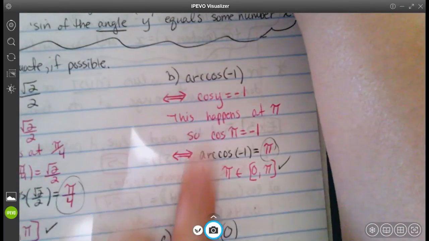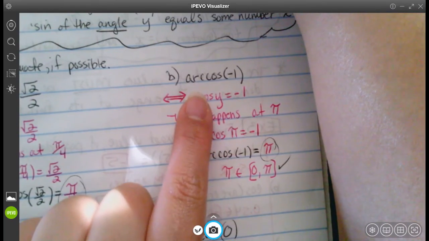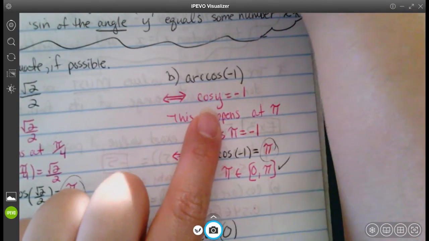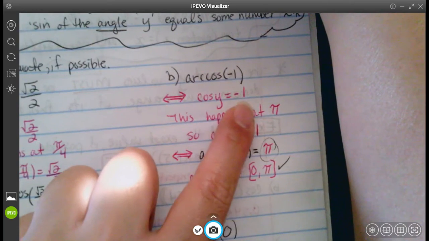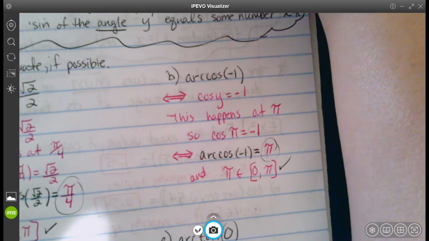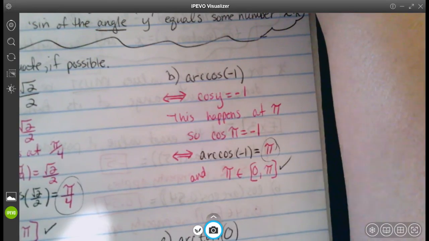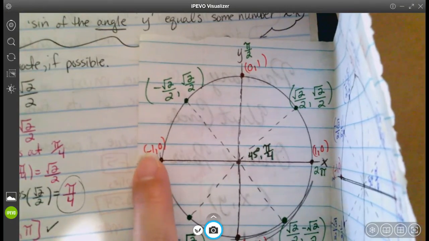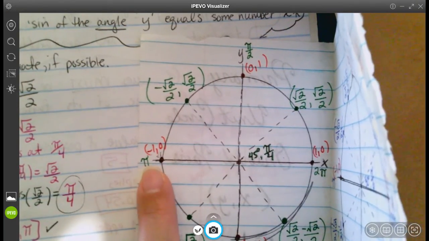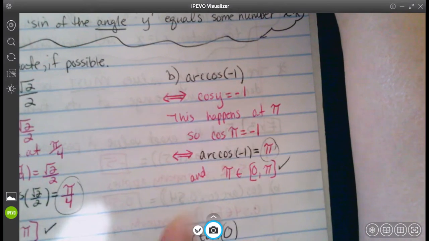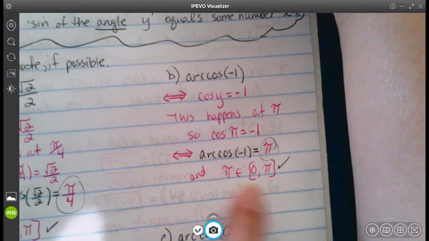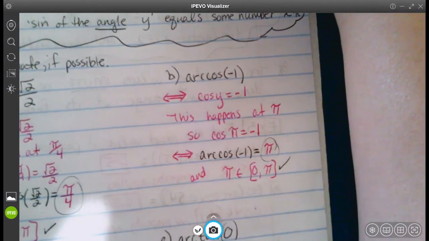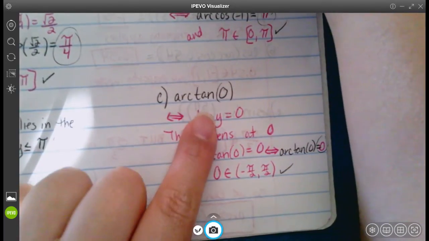Second example, arc cosine of -1. So we're still dealing with cosine. I'm going to rewrite it as cosine of y is equal to -1. So where is our x value equal to -1? This only happens in one spot. It happens at the way end over here. X is equal to -1 right here, which is pi. And pi is definitely in that range, 0 to pi. So the answer is pi. Simple, simple.